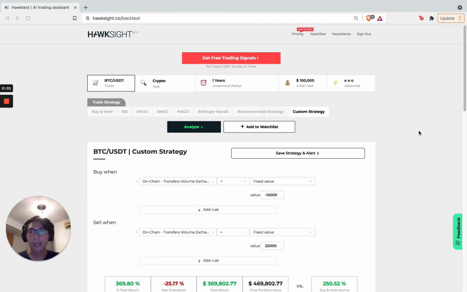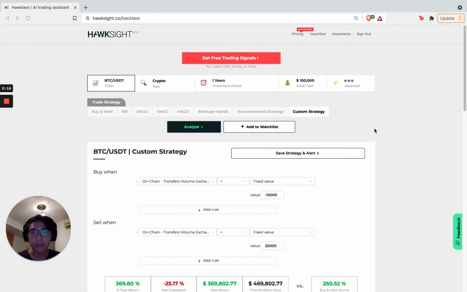Hi everyone. I'm very excited to share our newest edition of indicators to Hawkside.co. As you can see, I'm going straight to the Hawk test page. You see hawkside.co/backtest, and I navigated to the custom strategy feature.